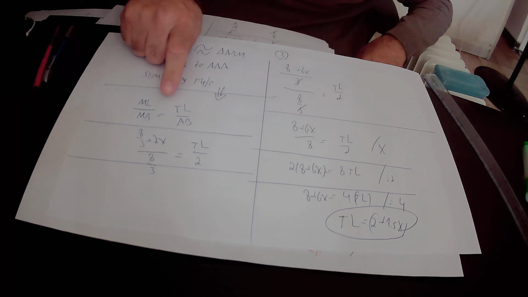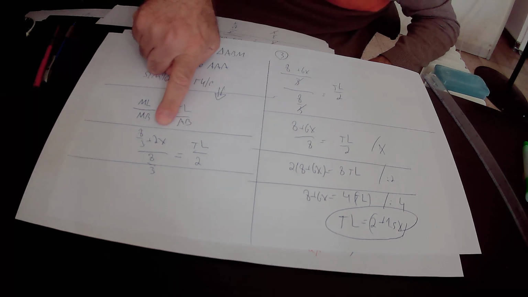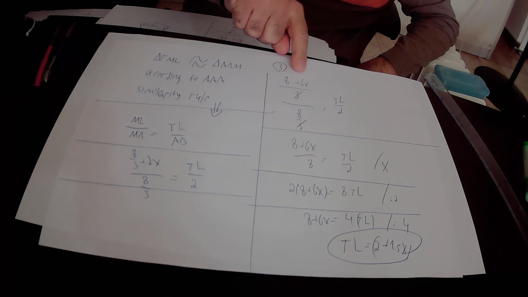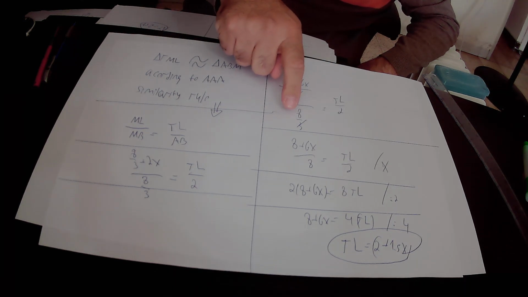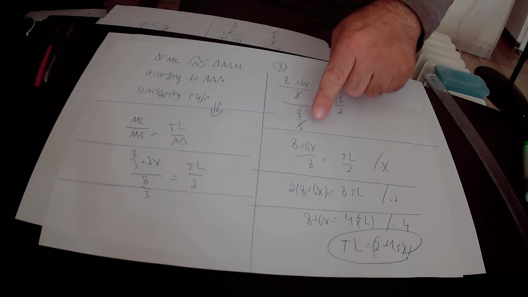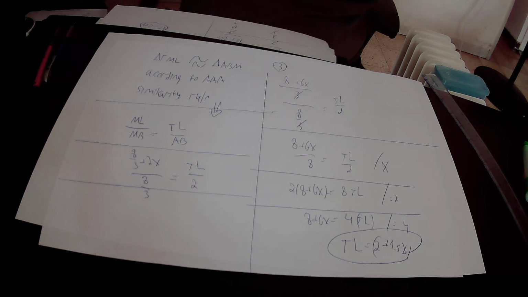Here we multiply 2x by 3 and then we divide it by 3. 2x times 3 is 6x, so here we will have 6x plus 8 over 3, over 8 over 3 equals TL over 2. We have 3 in the numerator and 3 in the denominator, so 3 will get cancelled, and we get that 8 plus 6x over 8 equals TL over 2.